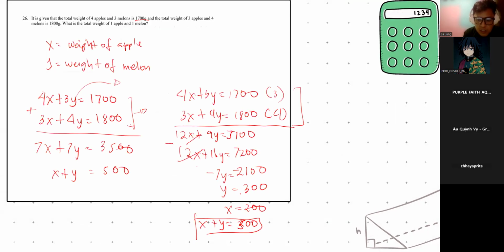No, the 300 is only the value of y or the weight of the melon. So we need to find the value of weight of one apple and one melon. So that's why we need to find the value of the weight of the apple using the value of the weight of the melon, which is 300. So y is equal to 300, right? Substitute it in either equation 1 or equation 2. So 4x plus 3 times 300, that's 900, right? 1,700. So 4x is equal to 800. x is equal to 200. So 200 plus 300, that's equal to 500. That's why we have an answer of 500.